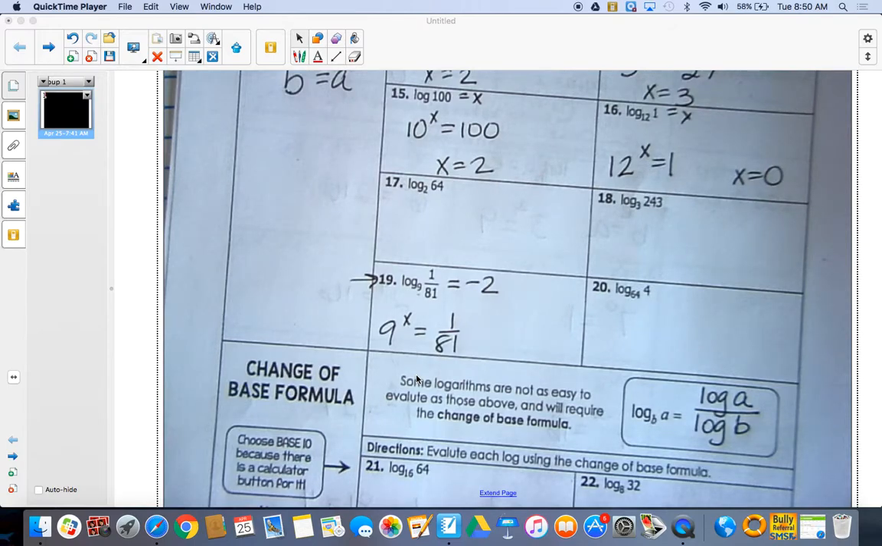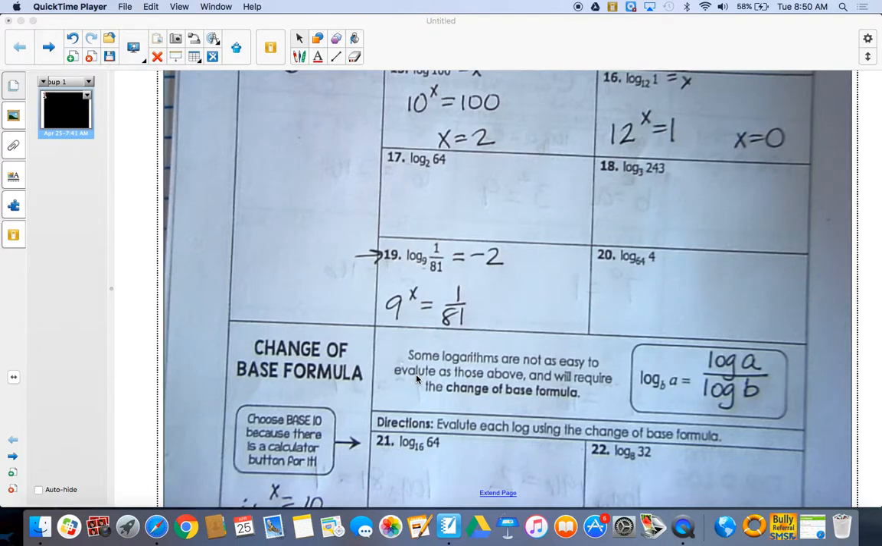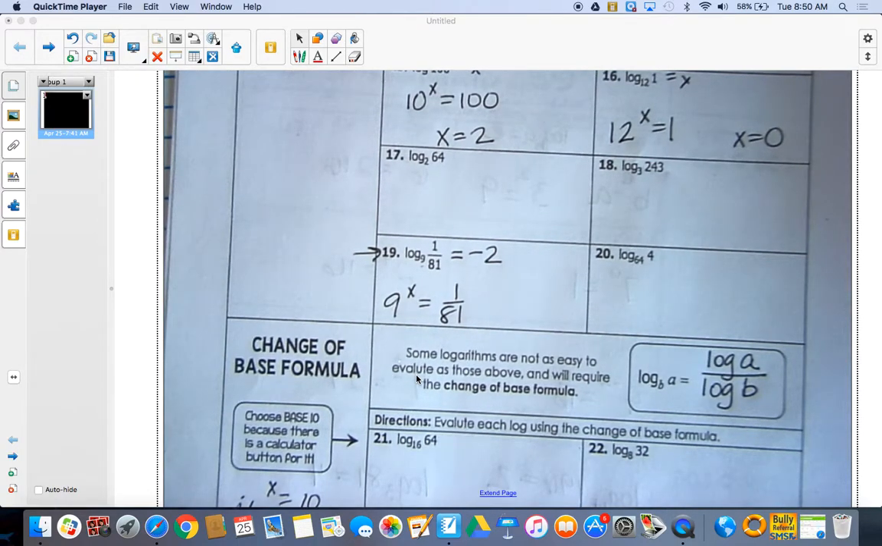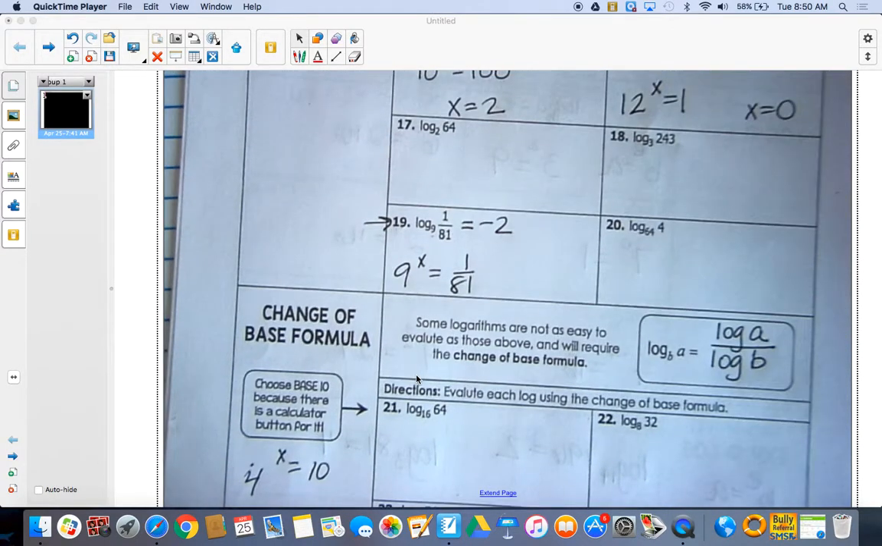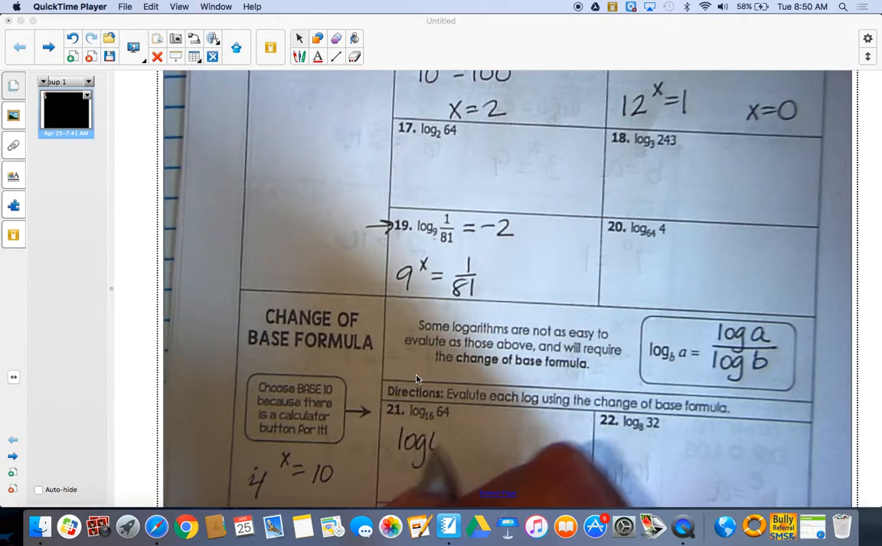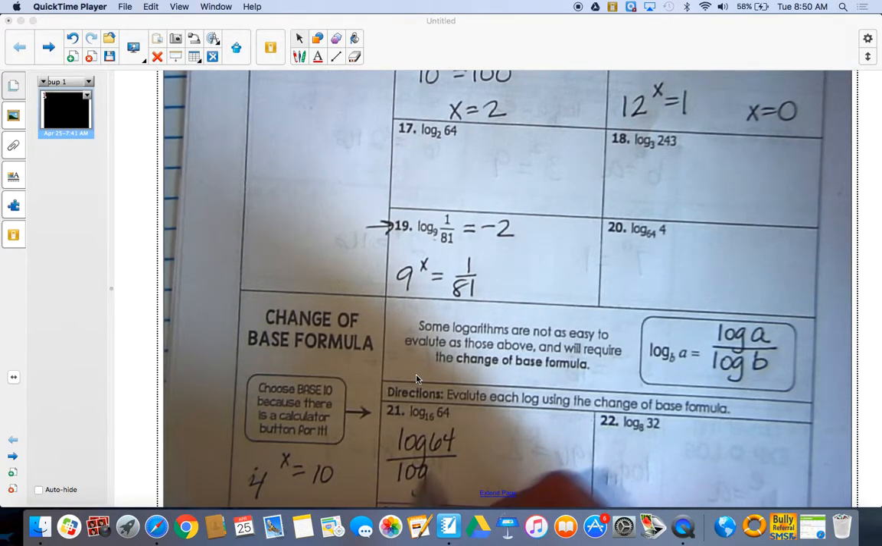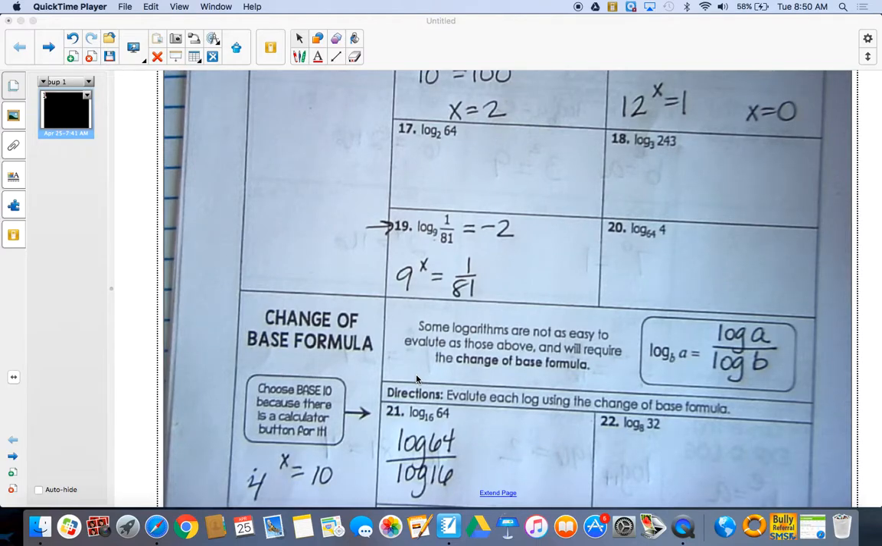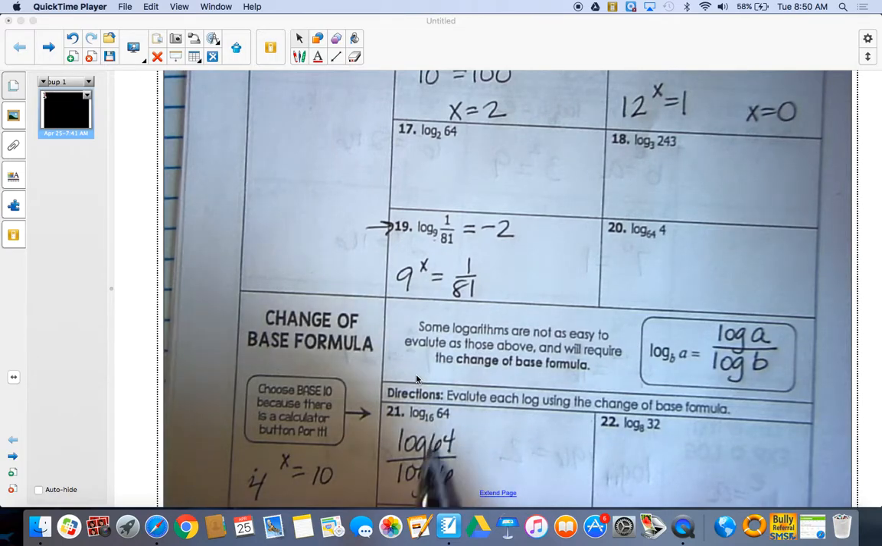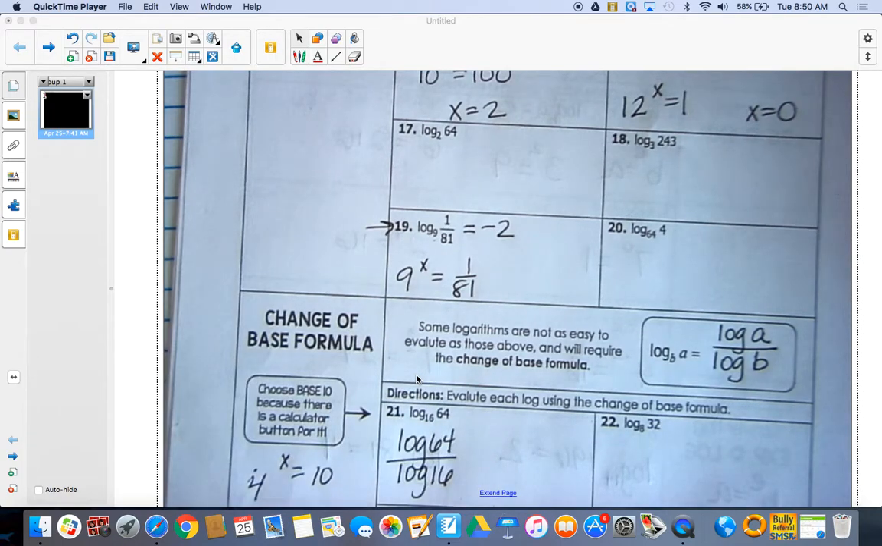Okay, so now if you take your calculator, you should notice that you have a log key. If you need to borrow one, if you could quietly go grab one. So on number 21, we would put log of 64 over log 16. Make sure that when you put it in the top, it'll have parentheses, close it, and then close it on the bottom. And you should get 1.5. If you do not get 1.5, raise your hand and let me know so I can help you figure out how to put it in the calculator.